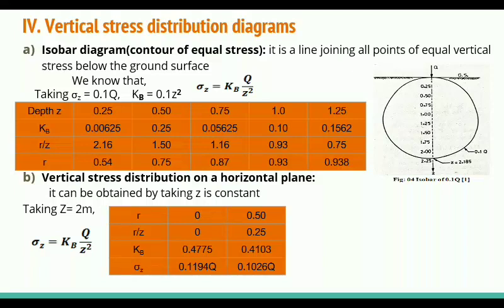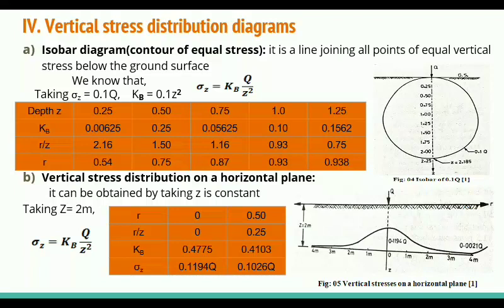So we take the r values 0, 0.5, you can write 0.75, 1 or whatever. Just for understanding, we have taken just a few values. So we have the z value and we have the r value. We can calculate the r by z ratio. By knowing the r by z ratio, we can calculate the Kb value. By knowing the Kb value, we can calculate sigma z. After putting in the values, we get this graph of vertical stress distribution on a horizontal plane. You can see that the vertical stress just below the concentrated load is maximum. By increasing the value of r, sigma z is decreasing.